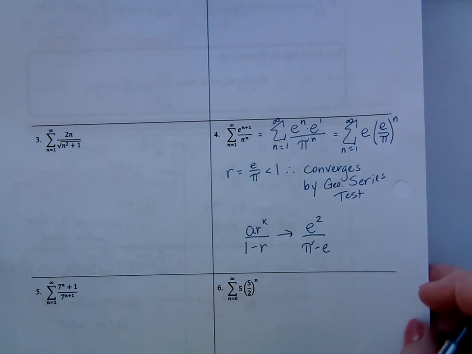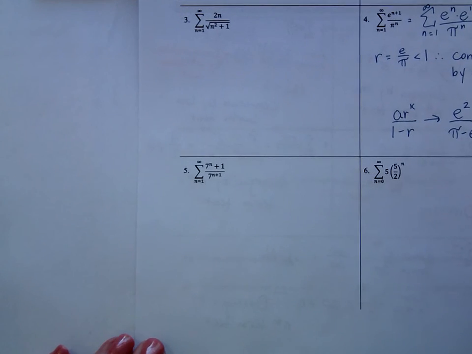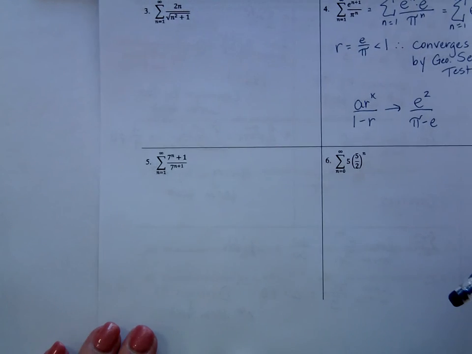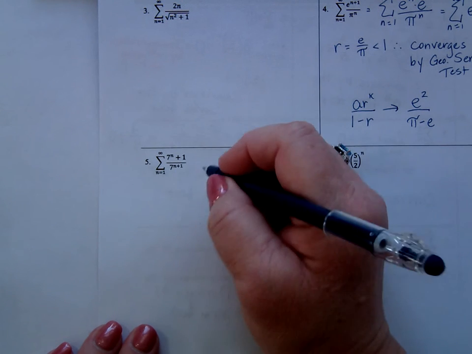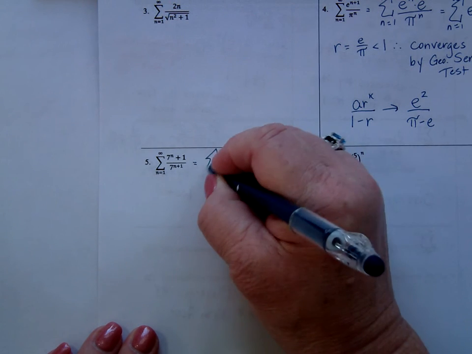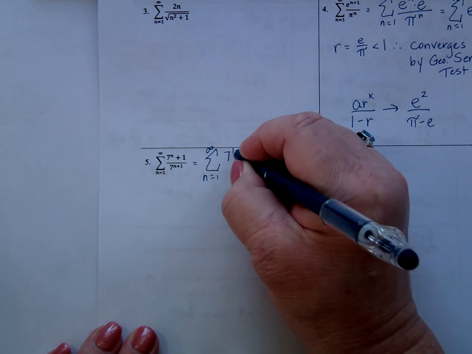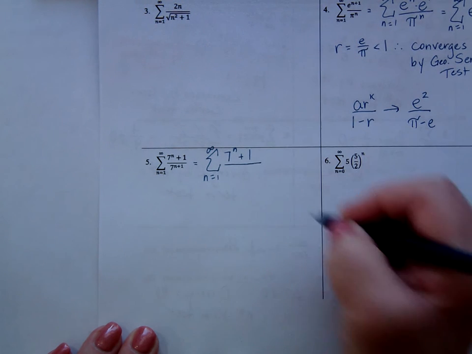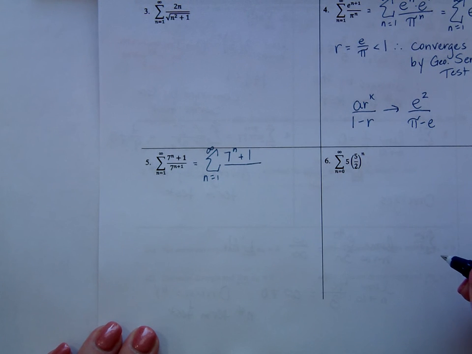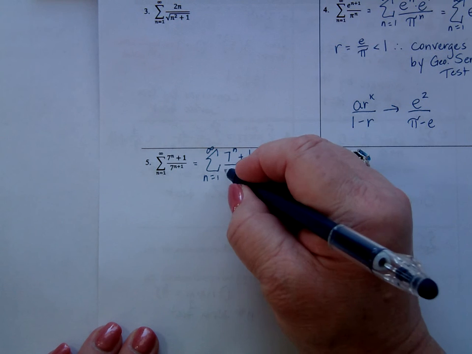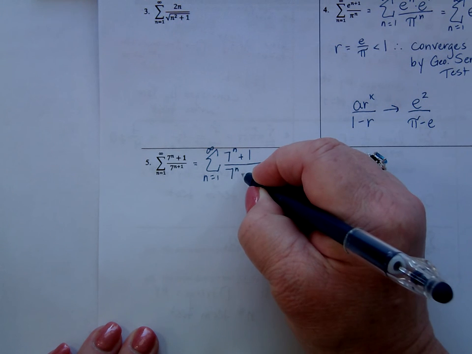Number 5 is kind of an intuitive, weird second one that I wanted to look at. Number 5, I'm going to do the same thing and break up that denominator like we've done with others. n equals 1 to infinity. This is 7 to the n plus 1. I can't break that up because of the plus sign that's there, but the bottom I can. This is 7 to the n times 7 to the first.